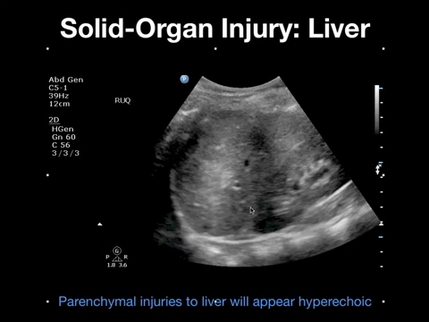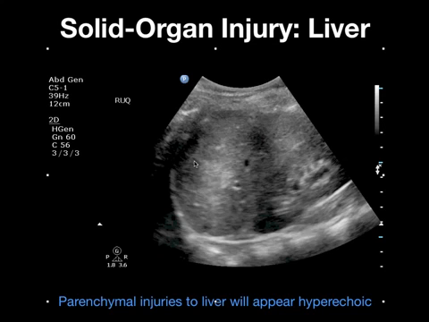While not a primary goal of the eFAST exam, it's possible that you may be able to detect solid organ injuries. And here you can see a patient on this perihepatic window. You've got the liver and the kidney here. The parenchyma should have, under normal circumstances, a nice homogeneous appearance. Here you can see that the liver has an area that is hyperechoic with irregular borders. This is in a patient with a hematoma to the liver. Liver parenchymal injuries will have a tendency to be hyperechoic.